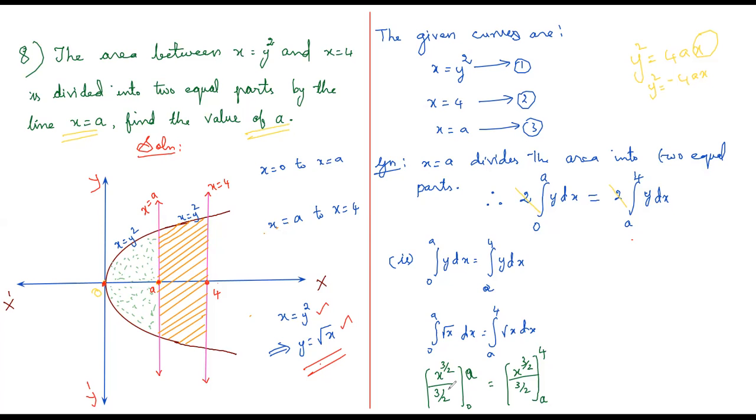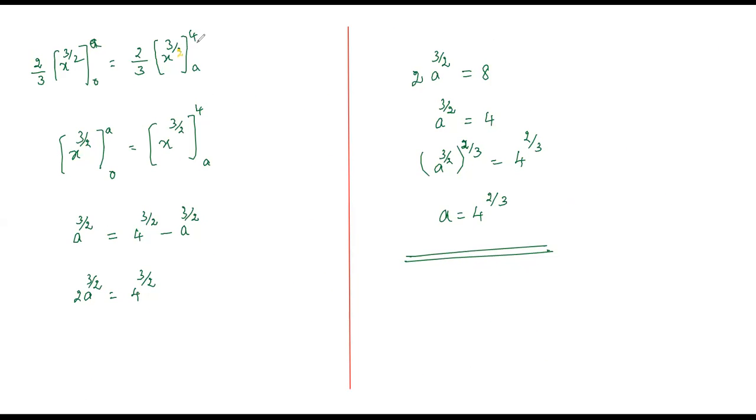2 by 3 into x power 3 by 2, and on the right side also, it is 2 by 3 into x power 3 by 2, with the limits. Write the limits very carefully. Now this 2 by 3 and 2 by 3 cancel, and you substitute the limits: upper limit minus lower limit. In the first, the upper limit is a and the lower limit is 0, so the second term goes off. Here the upper limit is 4, so 4 power 3 by 2, and the lower limit is a, therefore minus a power 3 by 2.